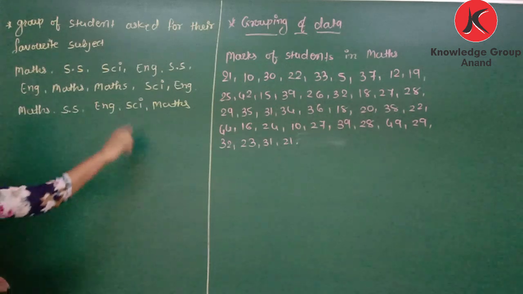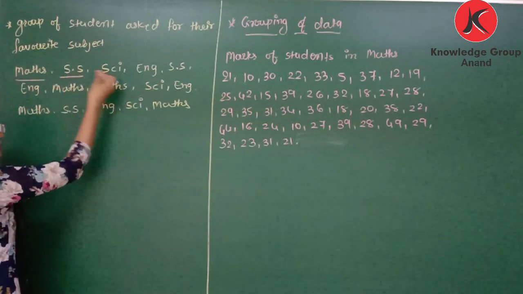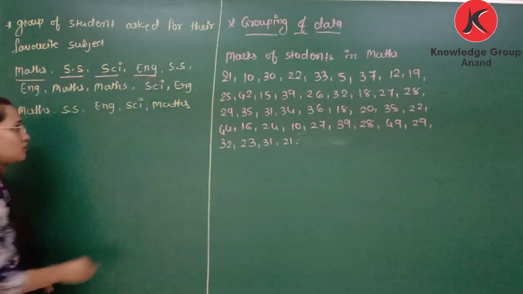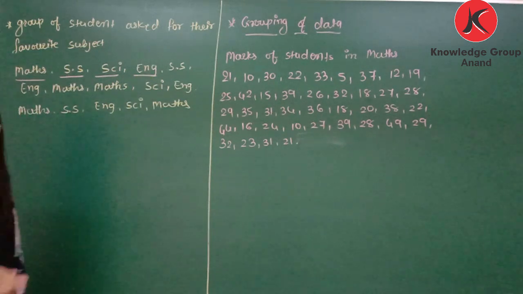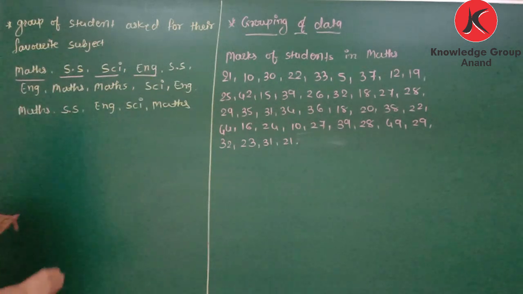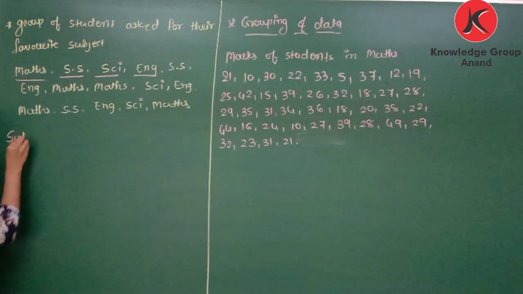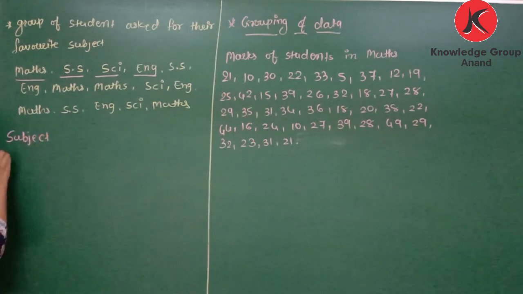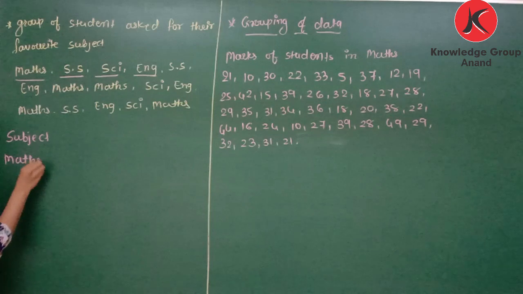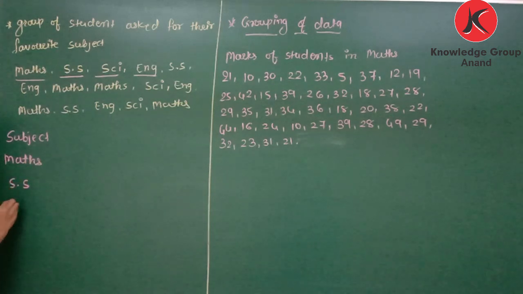So how many subjects are here? You can see maths, social science, science and English. So here the information about 4 subjects is given. So we can write here subject: maths, social science, science and English.